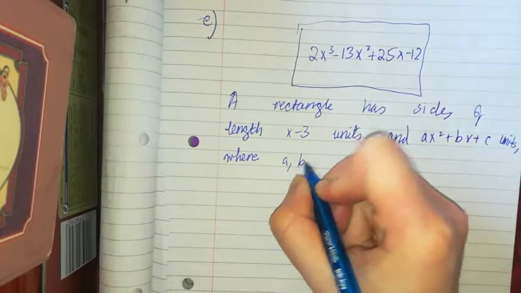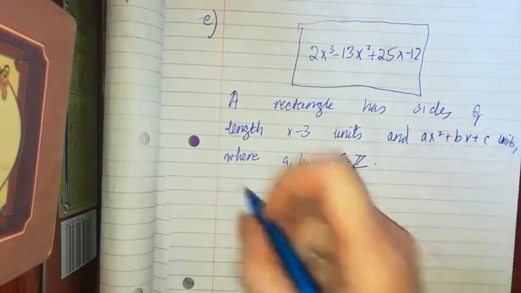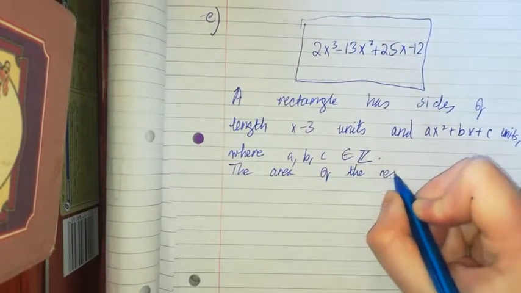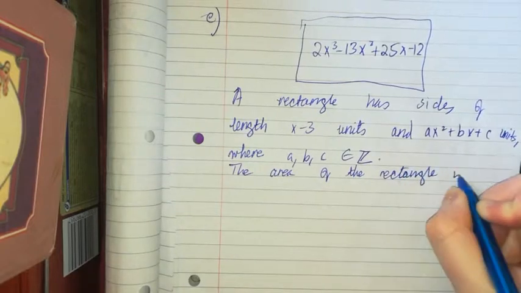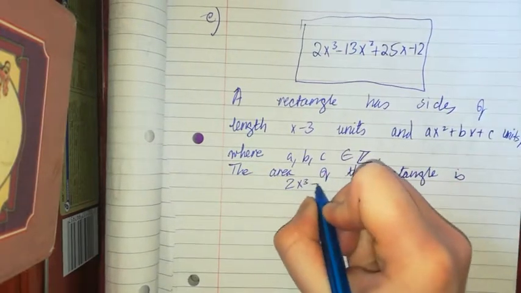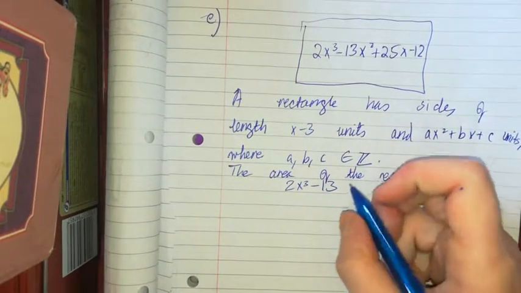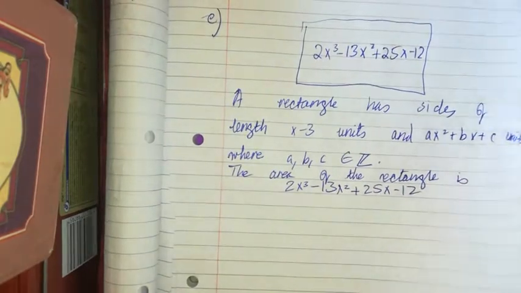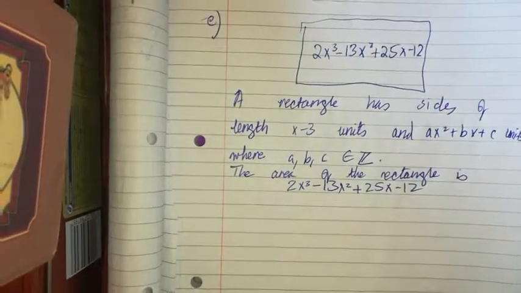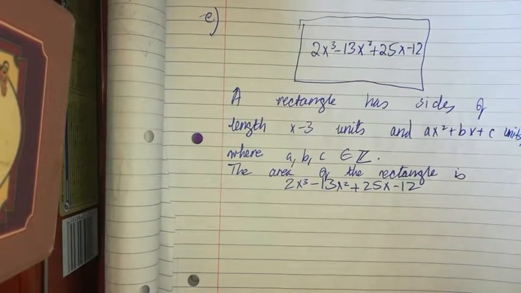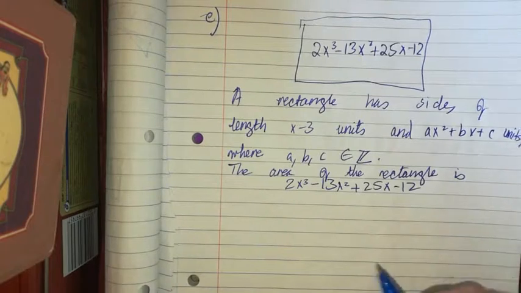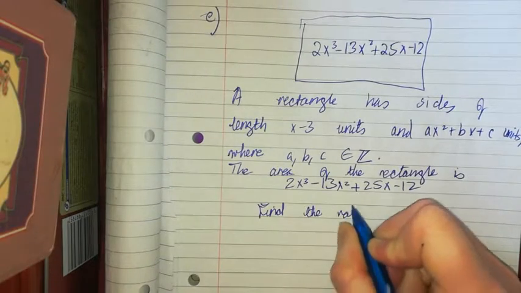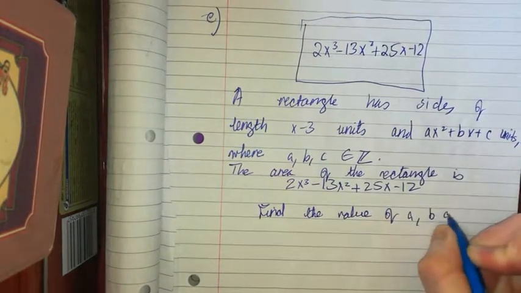That just means a, b, and c are integers. The area of the rectangle is 2x cubed minus 13x squared plus 25x minus 12. Find the value of a, b, and c.